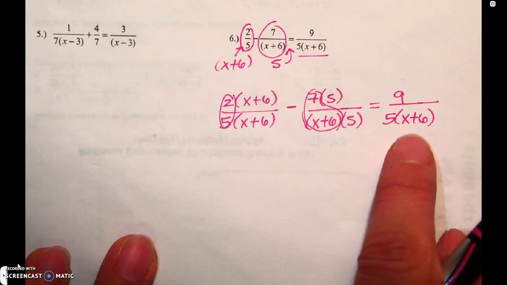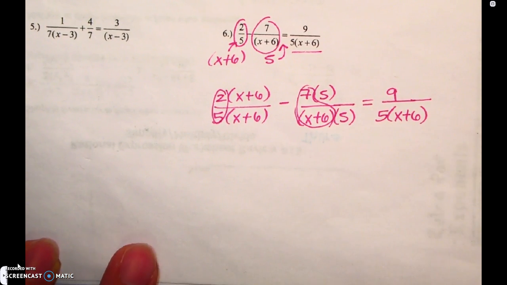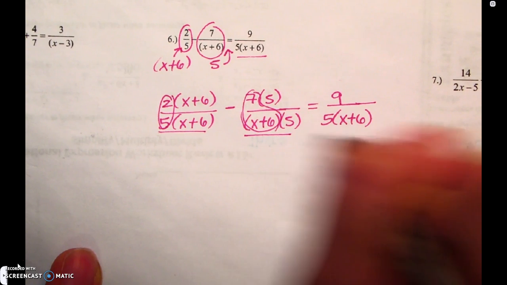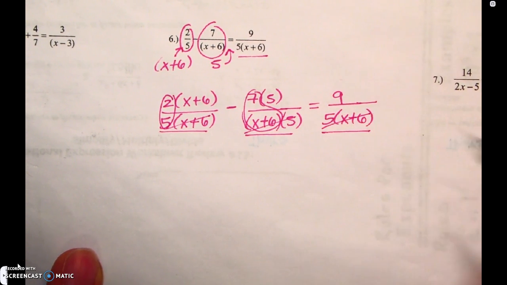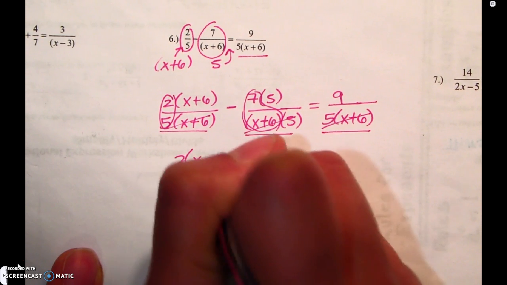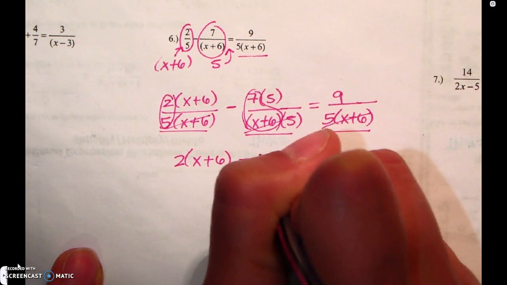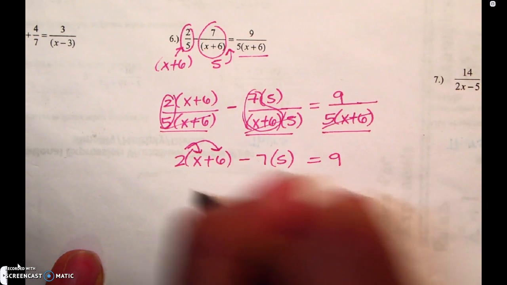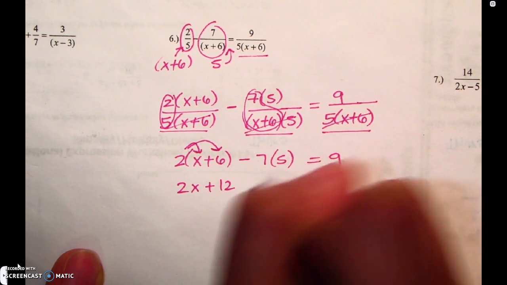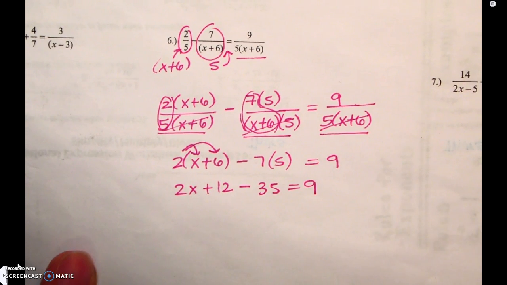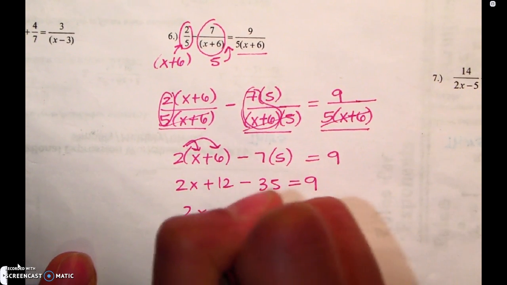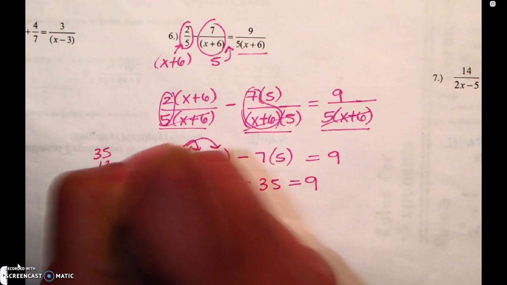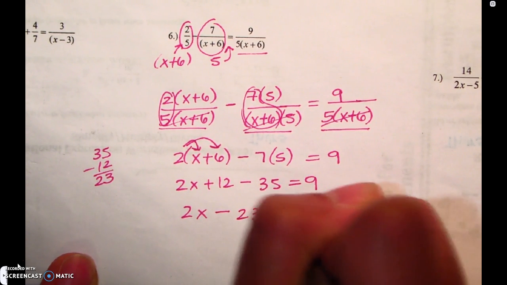These two denominators are exactly the same. The order does not matter when you're multiplying. So now I have the same common denominators among each of them, so I'm going to ignore it for now and just keep my numerator. 2 times x plus 6 minus 7 times 5 is equal to 9. Well, I distribute: 2x plus 12, and 7 times 5 is negative 35, is equal to 9. In this case, what's 12 minus 35? Negative 23 is equal to 9.